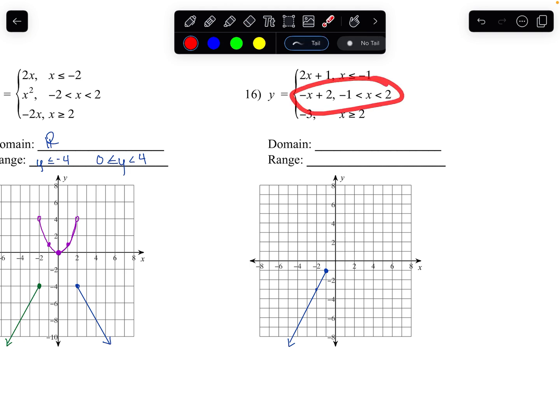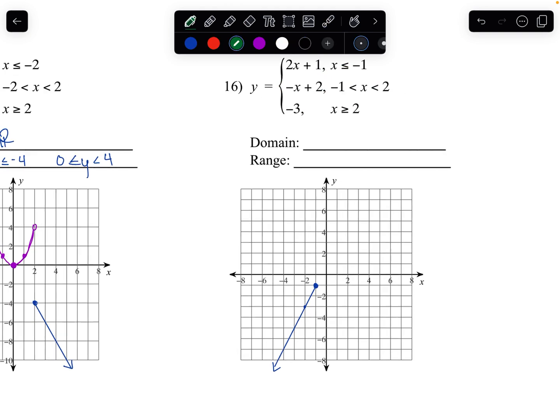Our next piece is going to be -x plus 2. So that's going to have a y-intercept at 2, but it's going to have negative slope. So we'll have an open circle right here, then a dot right here, then a closed circle right here. So that's what this graph is going to be right there. And then we're going to have a constant function for the rest. So that's going to be down at -3. That's going to be a closed circle. Oh, whoops. Sorry, this right here is an open circle, not a closed circle. And then this is going to be closed, but it's just going to be constant at -3. And there you go.